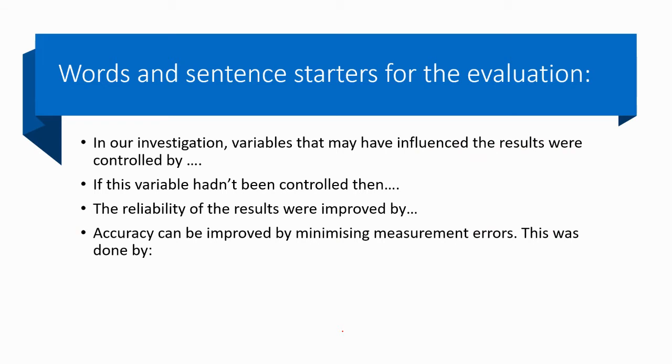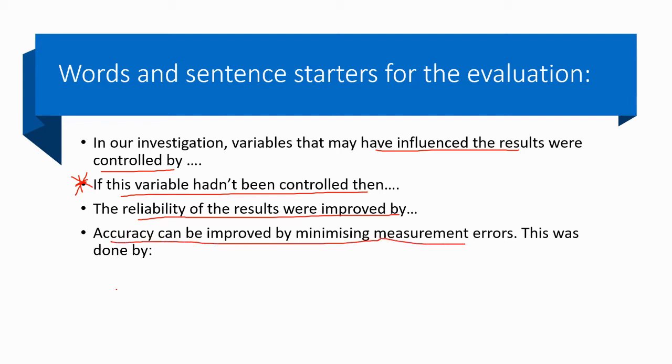Okay, so here are some words and sentence starters for the evaluation. In our investigation, variables that may have influenced the results were controlled by... If this variable hadn't been controlled, then... This is really important if you're going to justify, to say what would have happened if you didn't do it. And the reliability of the results was improved by... Accuracy can be improved by minimizing measurement errors. This was done by... How did you improve the accuracy of the measurements?